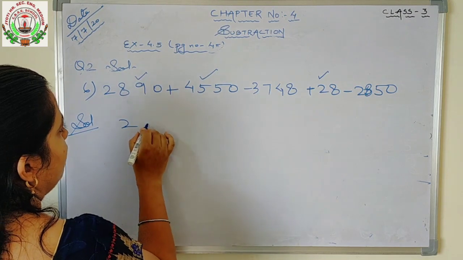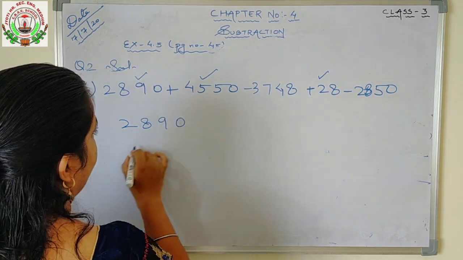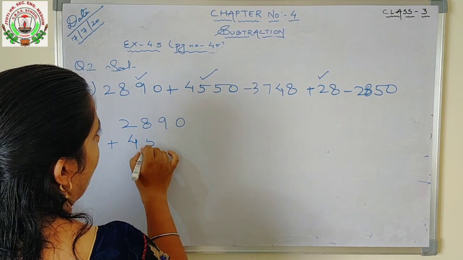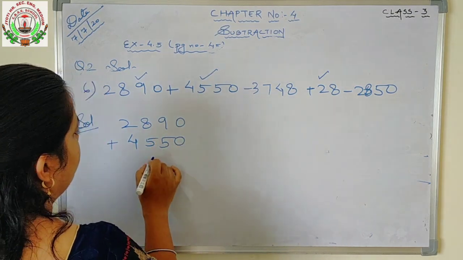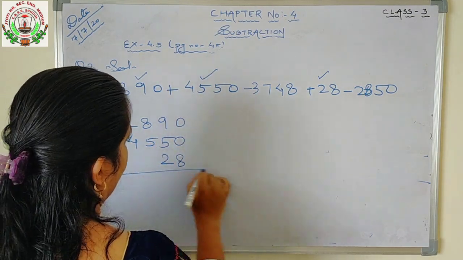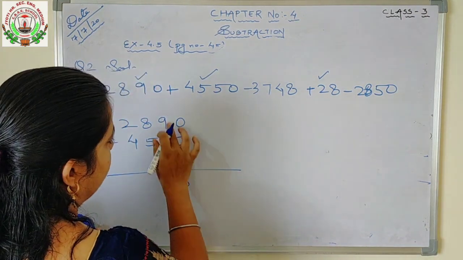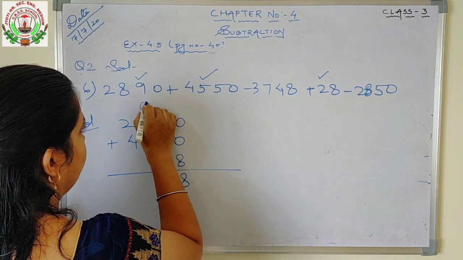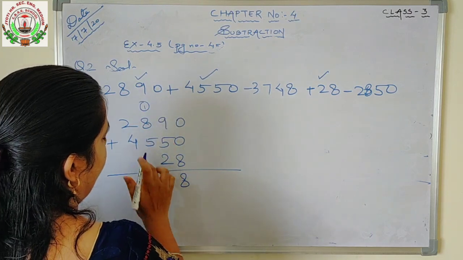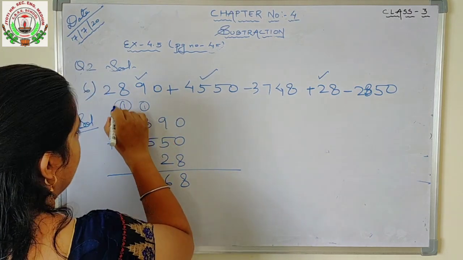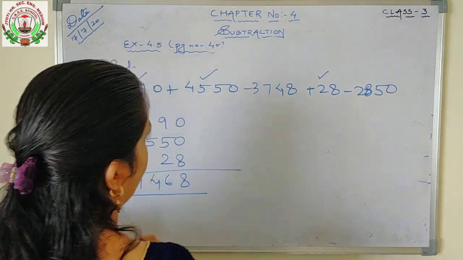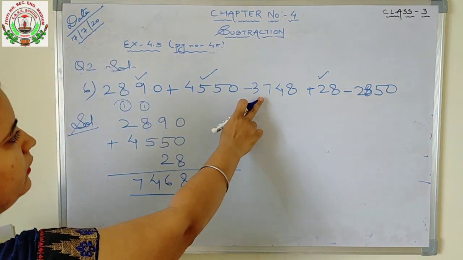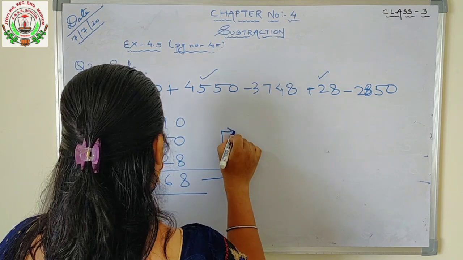Okay, 2890 plus 4550 plus 28. First we will add 8, 9, 10, 14, 15, 16, 6 carry 1, 9, 10, 14, 4 carry 1. 6 plus 1 is 7. Okay, then we will subtract this number. First we will take carry here.